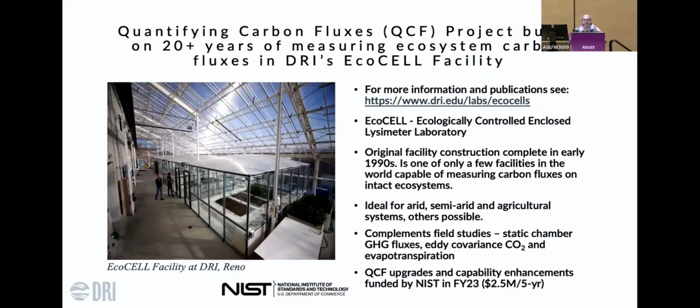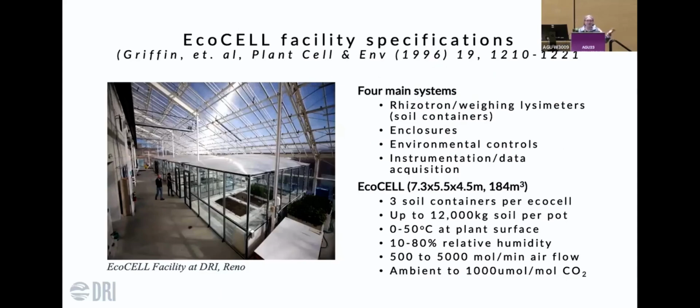This is a project funded by NIST. And so here's some specifications so you get an idea of what the scale of this facility is. It has 4 EcoCell lysimeters, so you can see there's 4 chambers there. Inside of each one are 3 containers or pots. This is a large facility. It's enclosed inside an outside greenhouse, and we can operate the 4 EcoCells either independently or collectively if we use them for single experiments.